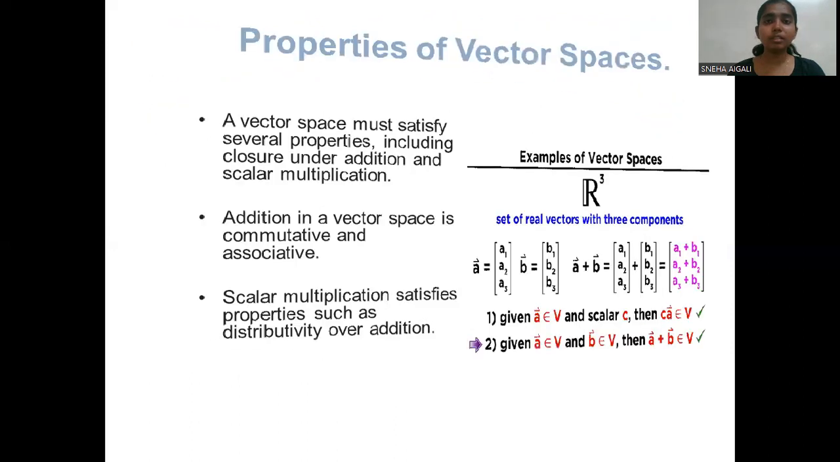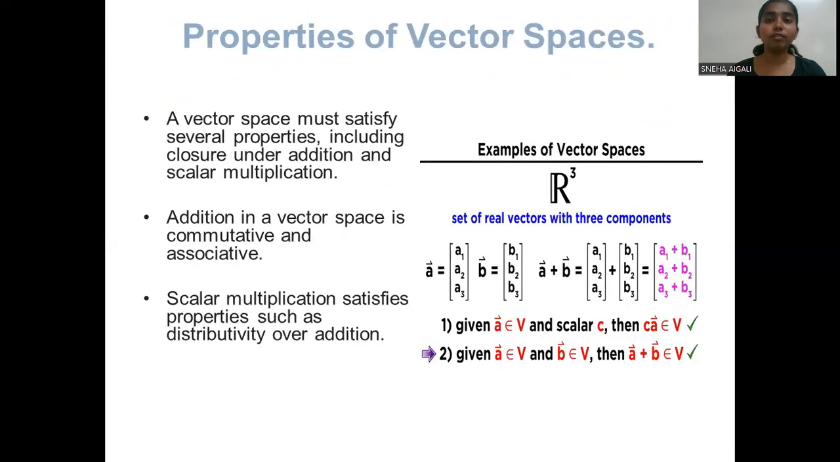Now, next up we have the properties of vector spaces. A vector space must satisfy several properties, including closure under addition and scalar multiplication. The next property is that addition in a vector space is commutative and associative. Next, scalar multiplication satisfies properties such as being distributive over addition. Here we have examples of scalar spaces.